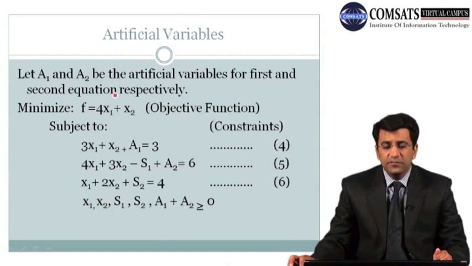In this particular case, we have the contradiction in two of the equations, so we will introduce artificial variables a1 and a2 for the first and the second equations, which were actually violated and having some sort of a contradiction.